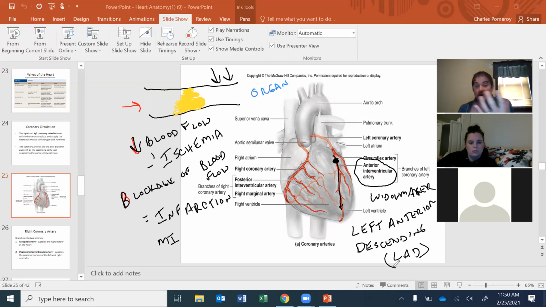When you hold your pig heart and look at the front, there's going to be an artery running down the middle. That's the widowmaker, the left anterior descending artery.